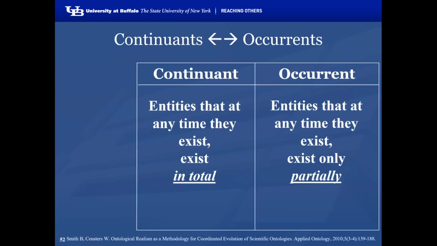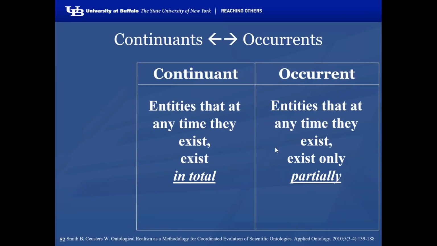Continuants are entities that at any time that they exist, exist in total. I exist now in total. Oops, I lost another hair a second ago. Despite that hair now being on the ground, I still exist in total. I do not have all the parts anymore that I had a few seconds ago. Oops, there goes another one. But at any point in time, I exist in total.